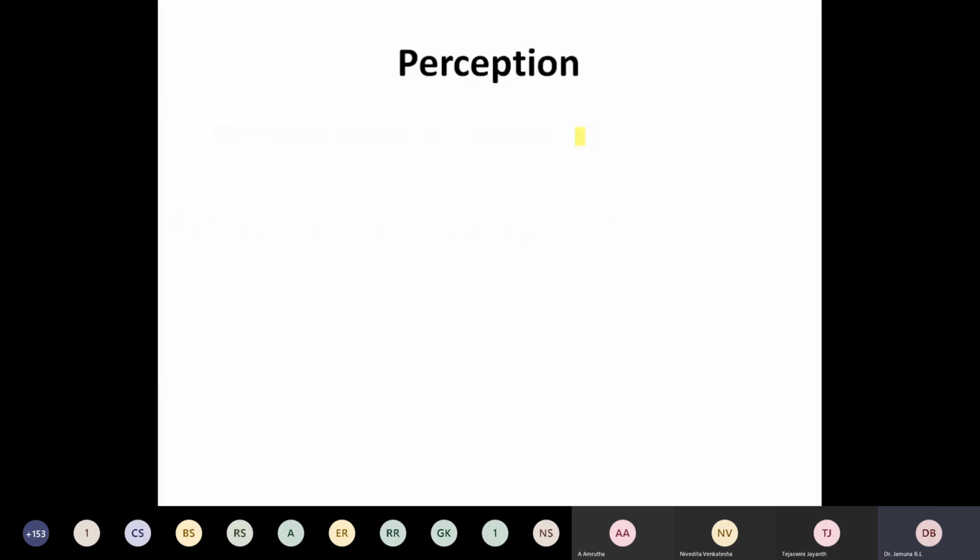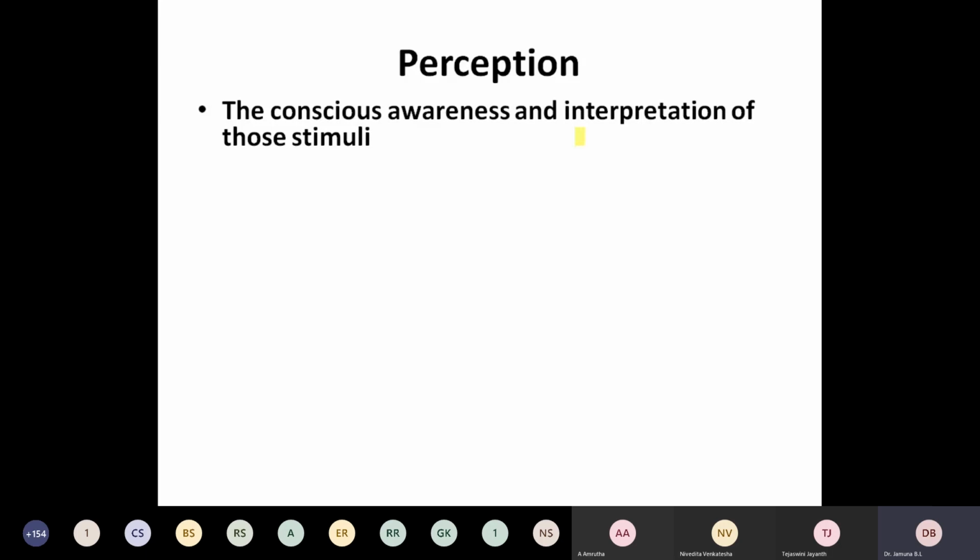Then what is perception? Perception is the conscious awareness and interpretation of those stimuli. Suppose an object is touched on your skin. That means there is an interpretation.